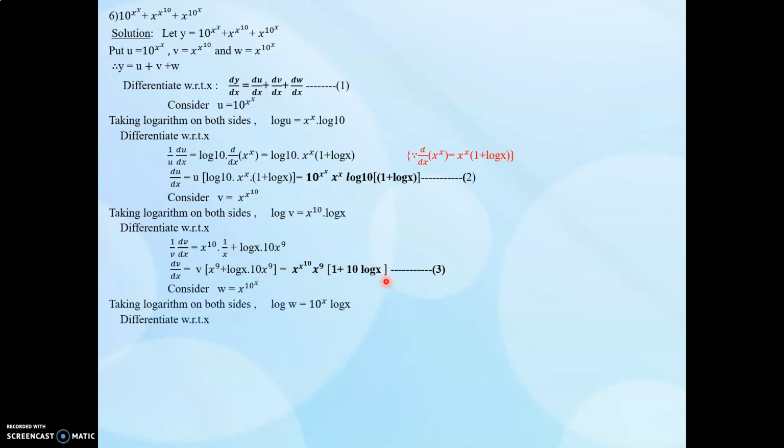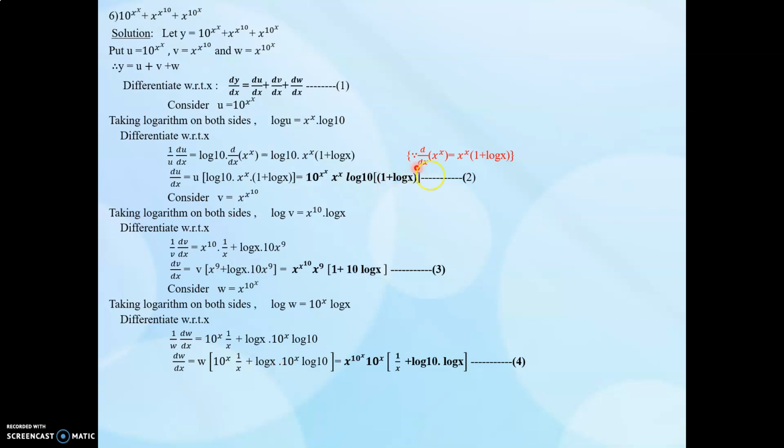Now considering the third term, x raised to 10 raised to x, taking logarithm, then differentiating, 1 upon w dw upon dx is equal to 10 raised to x into derivative of log x, which is 1 upon x, plus log x into derivative of 10 raised to x, which is in the format of a raised to x, so 10 raised to x into log 10. So dw upon dx is equal to w into this full term, and here 10 raised to x is common in both of these terms, and we are substituting in the place of w, x raised to 10 raised to x. So x raised to 10 raised to x into 10 raised to x into 1 upon x plus log 10 into log x. That is equation number 4.